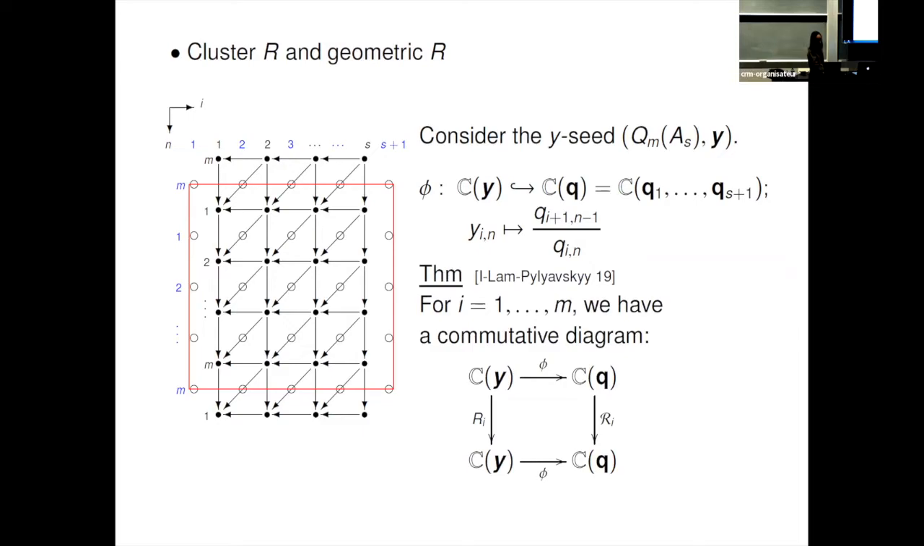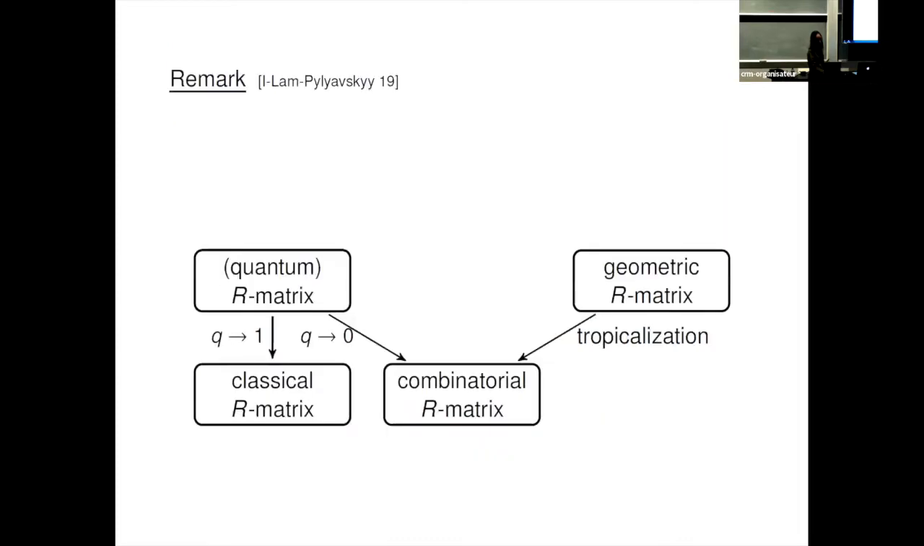For i from 1 to m, we have a geometric R matrix and a cluster R matrix. So geometric R and cluster R are compatible. We have this commutative diagram, and this is the first observation. And actually, it is further applied to get the non-commutative analog of the geometric R matrix.